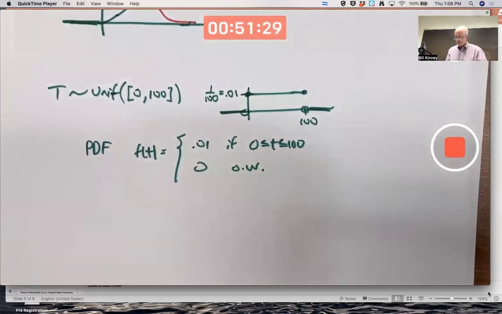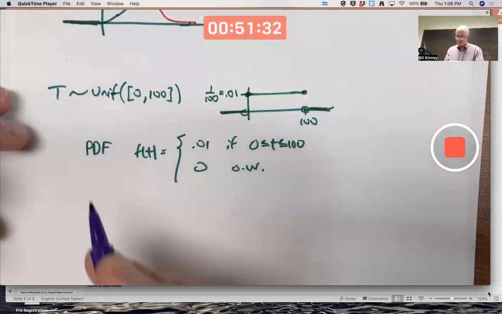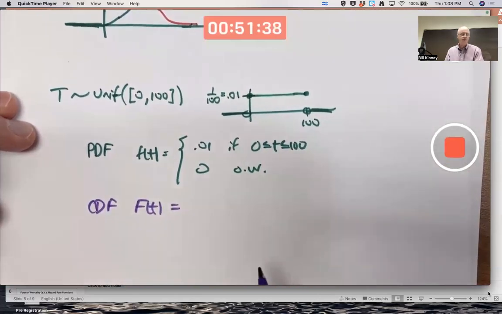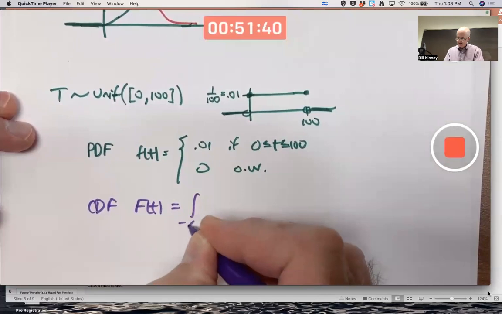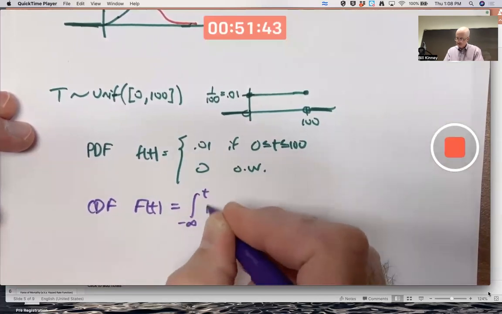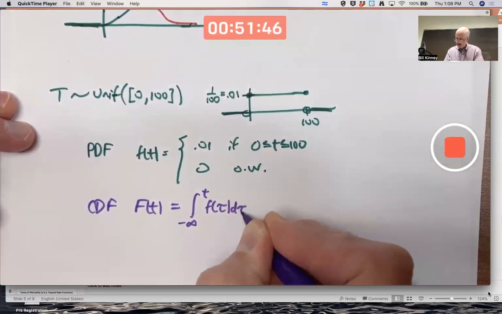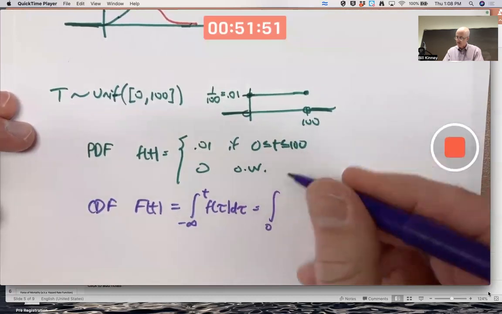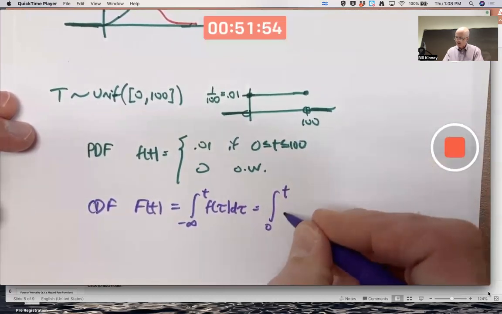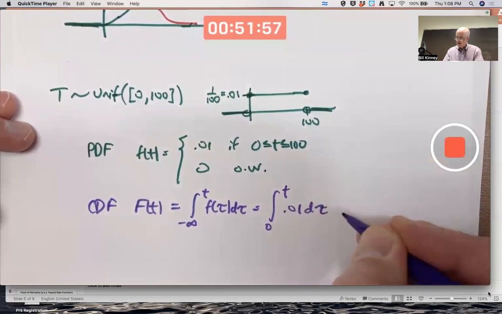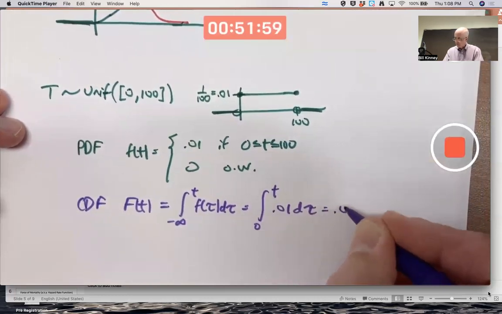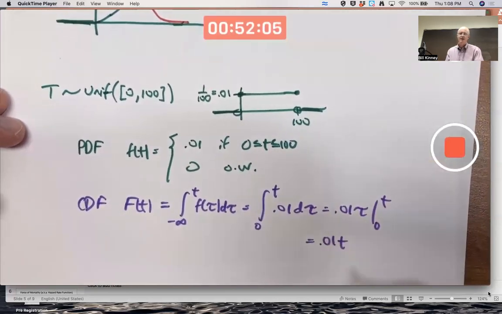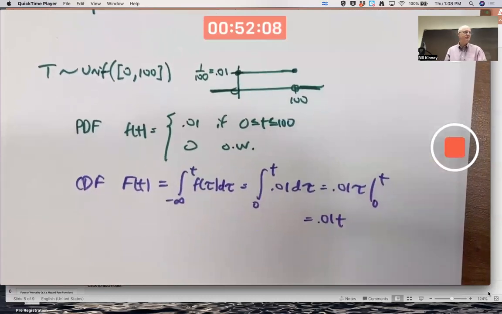And the CDF is the integral of the PDF from minus infinity to t. I'll use a tau here, f of tau d tau, which, since this starts out having its first positive value at 0, is the same as the integral from 0 to t of 0.01 d tau. And that's going to be 0.01 tau evaluated from 0 to t, which will be 0.01 t. That's the CDF.